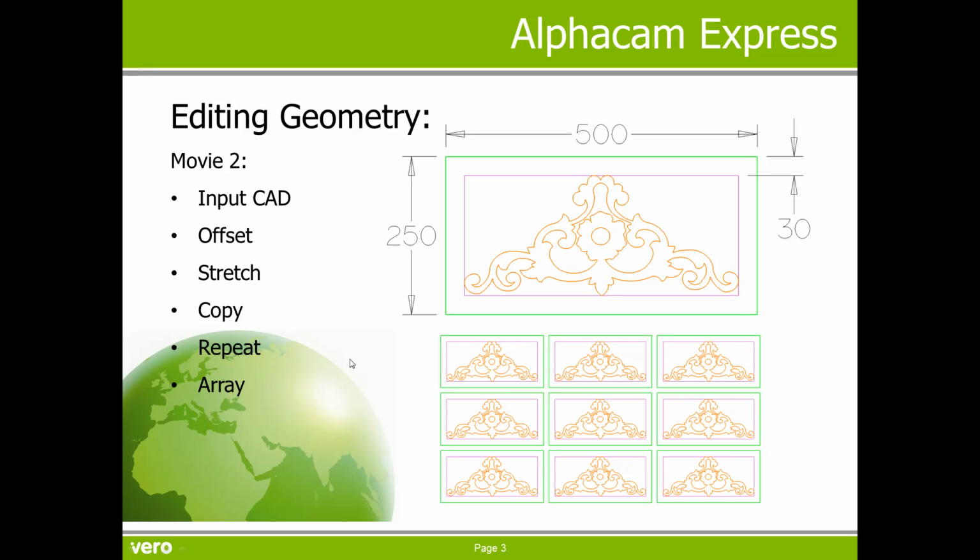This is the second of the AlphaCam Express presentations on editing geometry. In this presentation we're going to input a CAD file, use the offset and stretch command to create the 500 by 250 draw front you can see there, and then copy that, repeat it and array it within AlphaCam.